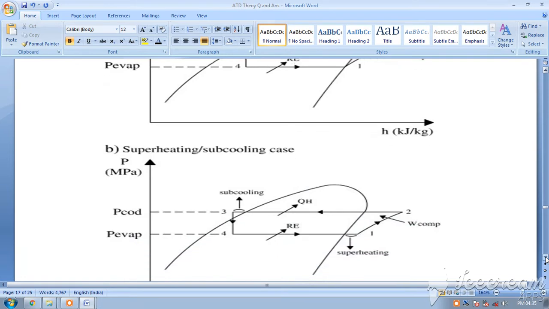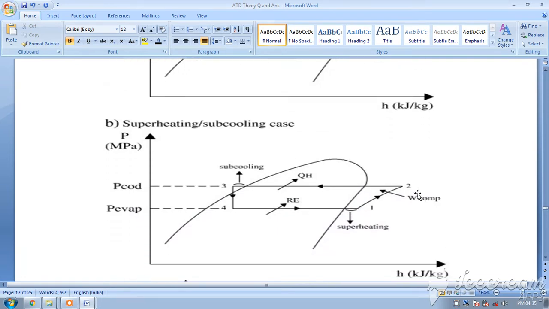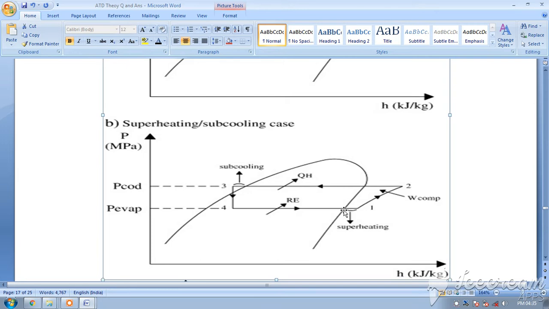Now let us see the cases one by one. In case of superheat, what happens? For 4 to 1, we expect that the refrigerant leaving the evaporator is a saturated vapor, and point 1 falls on the saturated vapor line, this line. But in case of superheating, it goes beyond this. The refrigerant gets evaporated, becomes dry saturated here, and then gets superheated. This is the superheating.